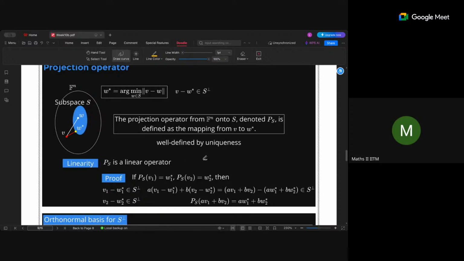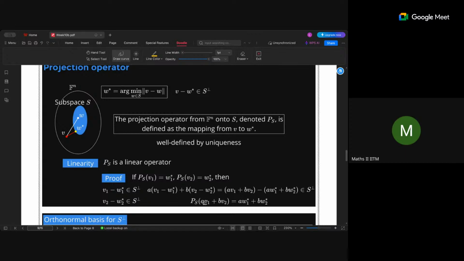It means Ps of V1 plus V2 should be Ps of V1 plus Ps of V2. So here, for example, let's say W1 star is the projection of V1 onto S. Same way, W2 star is the projection of V2 onto S. Now you know that V1 minus W1 star is in S-perp and V2 minus W2 star is in S-perp. This is something we know from the definition, right?